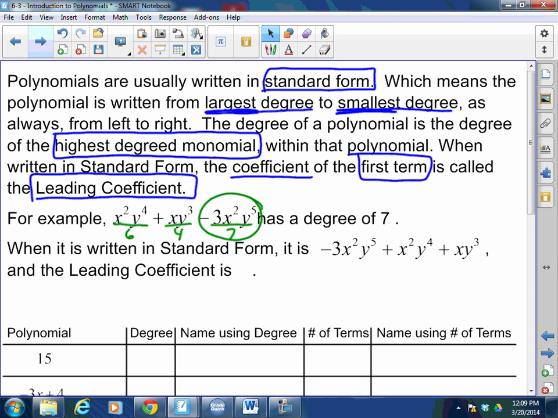Does this make sense? What is the leading coefficient of this polynomial? Negative 3. The leading coefficient is the coefficient of the largest degree term, the first term of the polynomial written in standard form. Does this make sense, my friends? You promise. Okay?